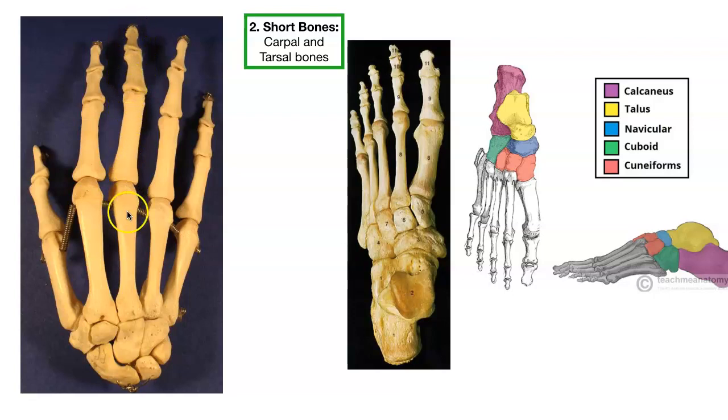And I want to show you these bones of your fingers and toes. These are all long bones. Even these tiny ones at the tips of your fingers, these are still long bones. Same thing with the tip of your toes. These tiny bones, they're still long bones.